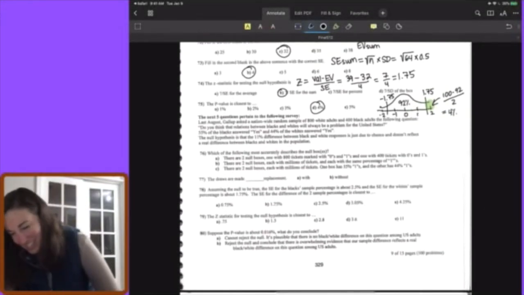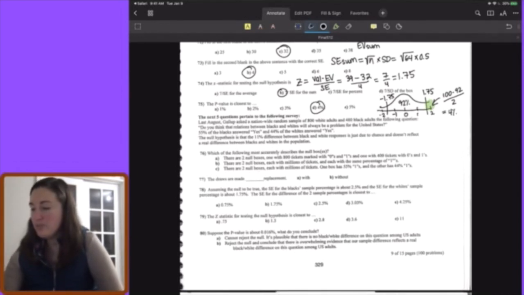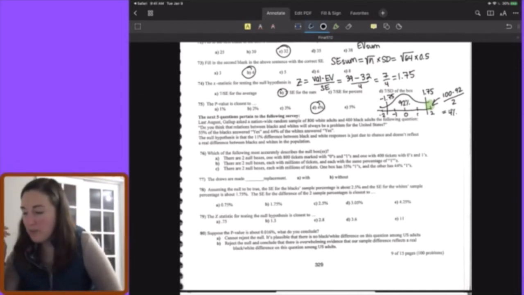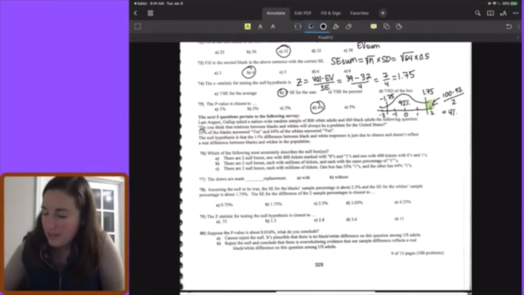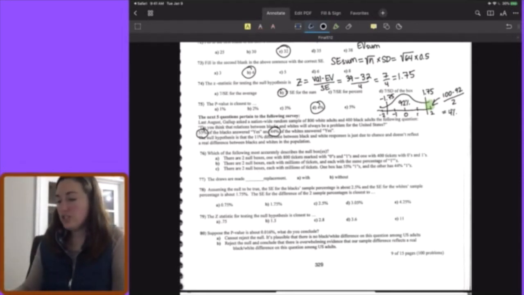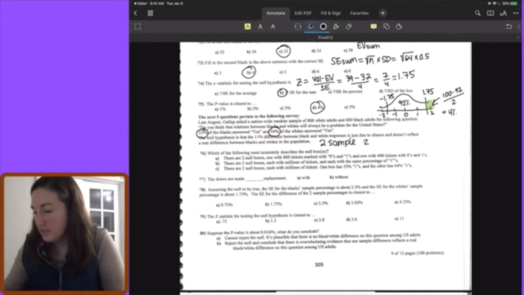All right, last August, it says Gallup asked a nationwide random sample of 800 white adults and 400 black adults the following question: do you think that relations between blacks and whites will always be a problem for the United States? Okay, so we got 2 different responses, 55% and 45%. And it says the null hypothesis is that the difference is just due to chance. So here I have 2 different samples. So right away I'm going to say this is the 2 sample Z test. So here's another one of our hypothesis tests.